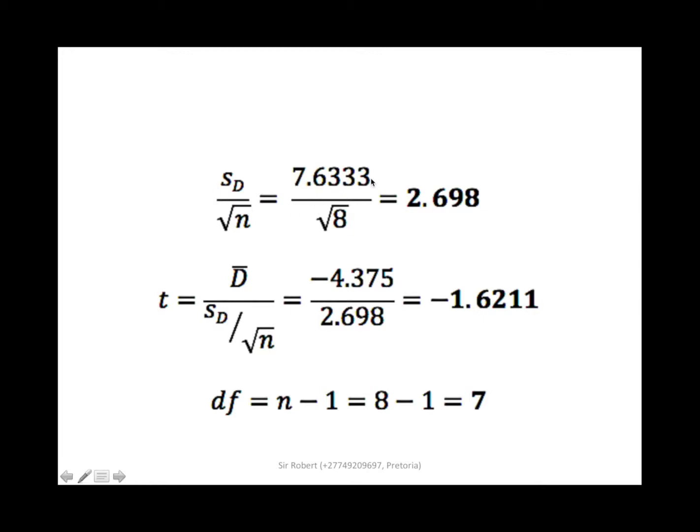So 7.6333 divided by the square root of 8, you get 2.698, which is your standard error. Using this formula, you can see that this is our standard error, which we have calculated already. The mean was already determined from the previous slide. Then you get your test statistic. The degrees of freedom is n minus 1, which is 8 minus 1, equal to 7.